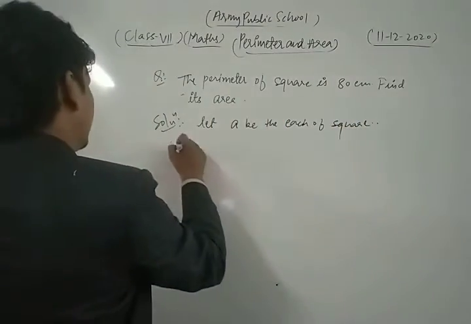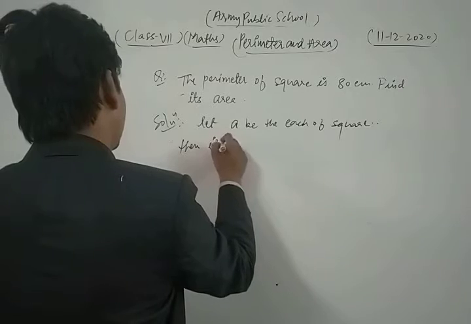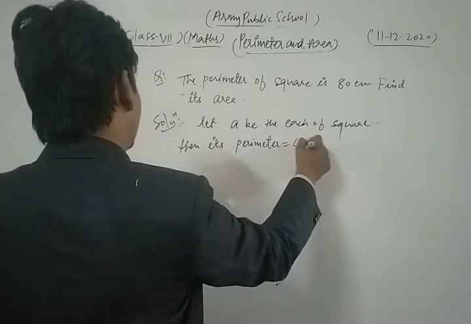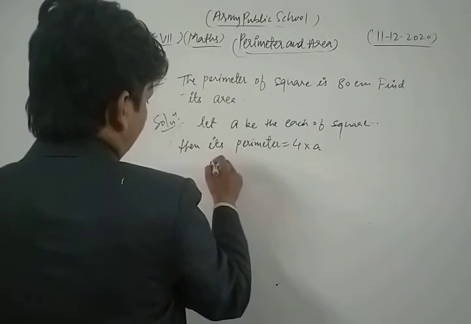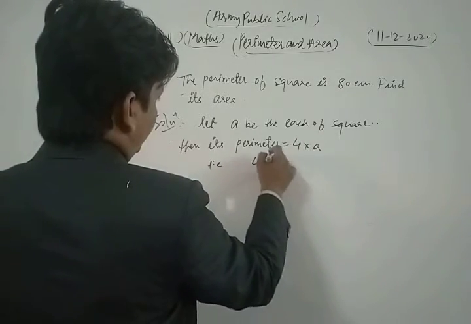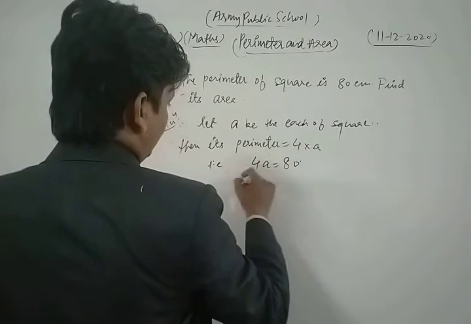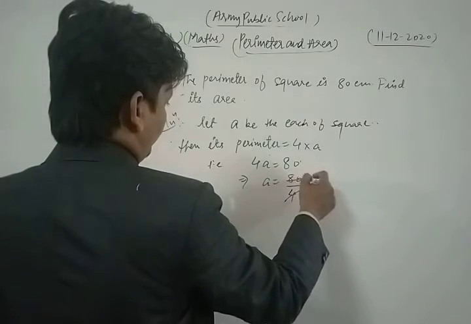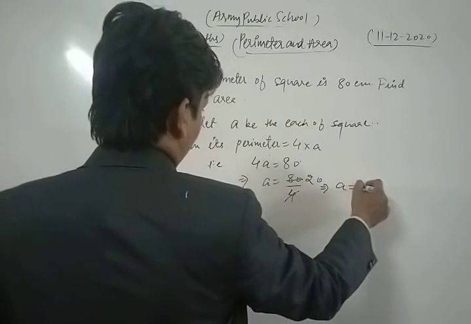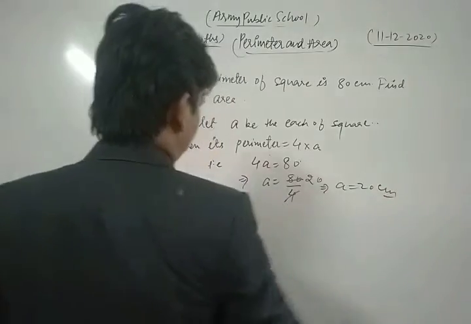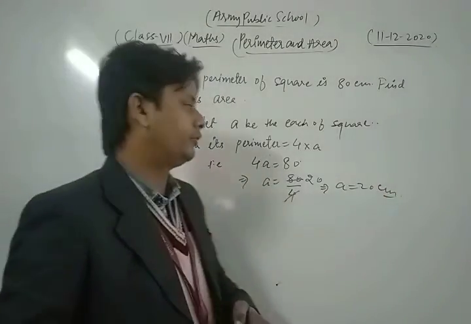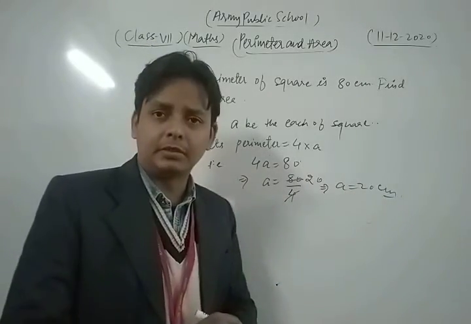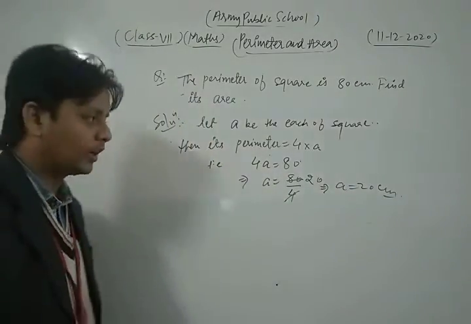Then its perimeter is 4 into side, that is 4A is equal to the perimeter, which is given as 80. Thus the value of A is 80 upon 4, that is 20 centimeter. In this way, dear friend, we find each equal side of the square is 20 centimeter.